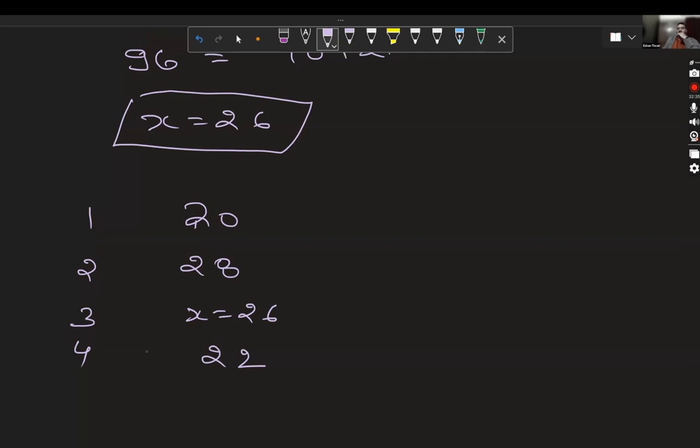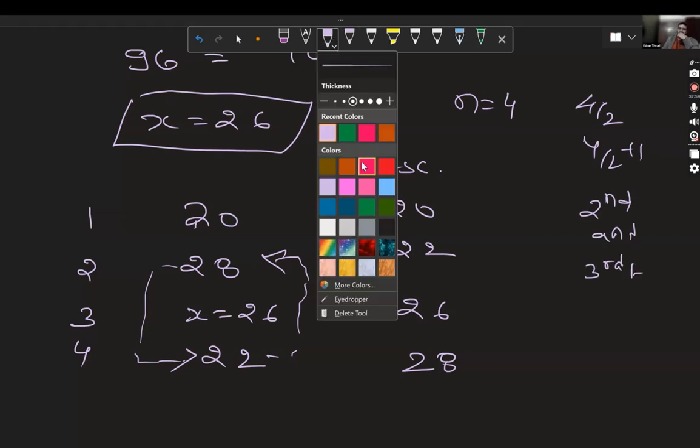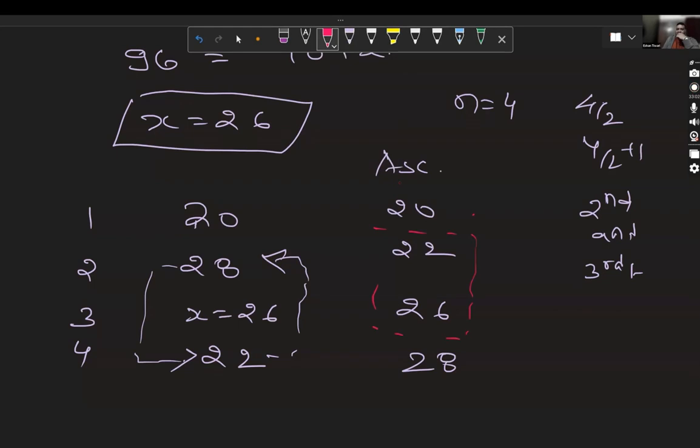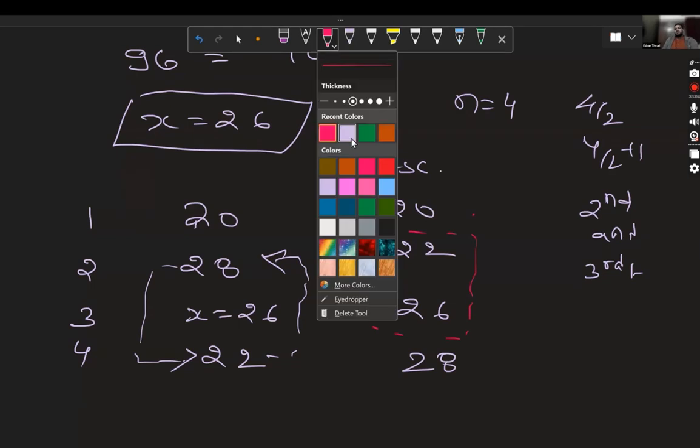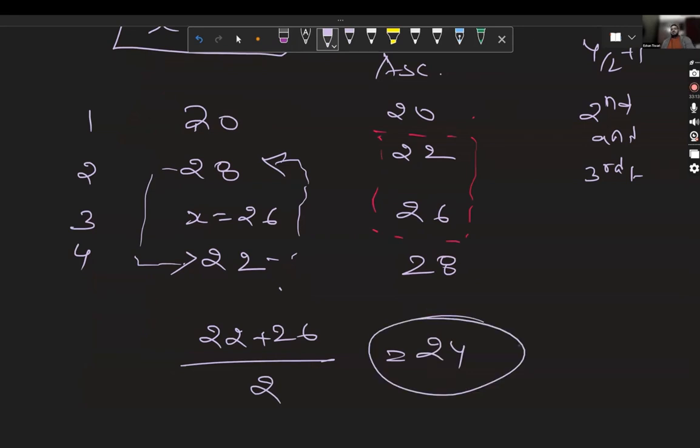So how do we calculate median? First we start with ascending order. So if I ascend it, 20, 22, 26 and 28, right? So this value went to here, and this value came down to here. Now n is equal to 4. So you will calculate 4 by 2 and 4 by 2 plus 1 term, which is the second and third term. And then we will take the average of this. What would come as average? 22 plus 26 by 2, which is coming as 24. So 24 is coming as the median age.